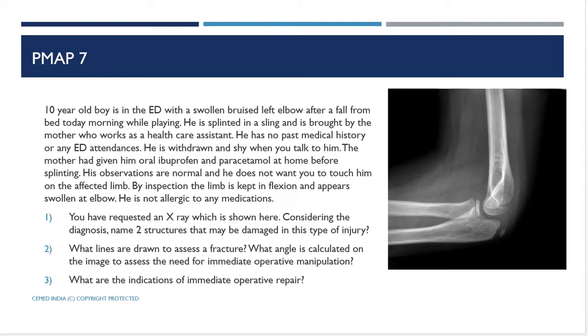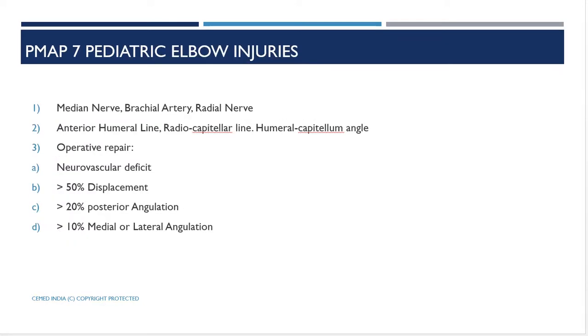What lines are drawn? You draw the anterior humeral line or radiocapitellar line, and the angle is the humerocapitellar angle, humeral capitulum angle. Okay, that is calculated as well. The indications for operative repair are neurovascular deficit, greater than 50% displacement, 20% posterior angulation, or 10% medial or lateral angulation. This is clearly given in the guideline.